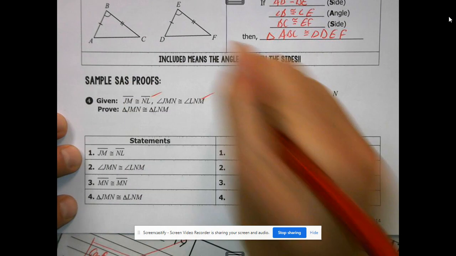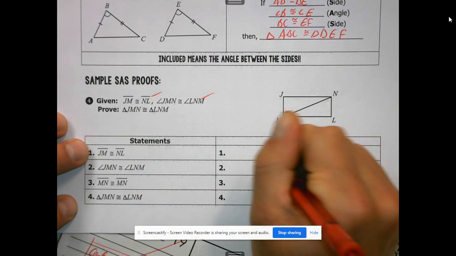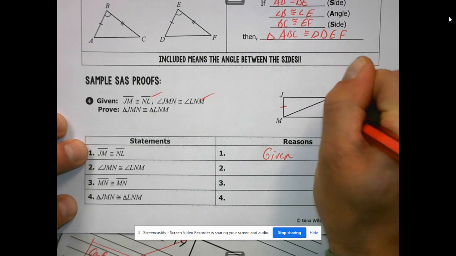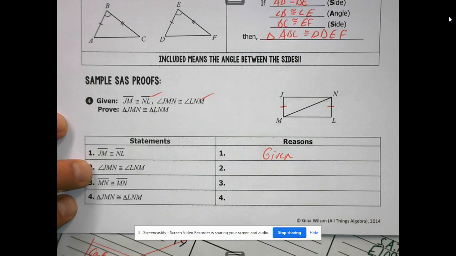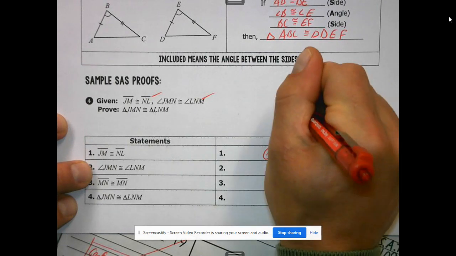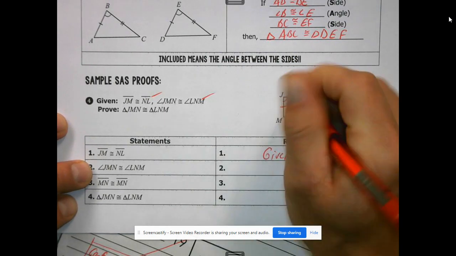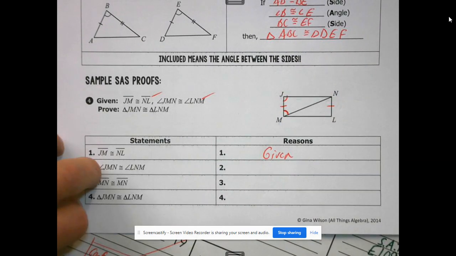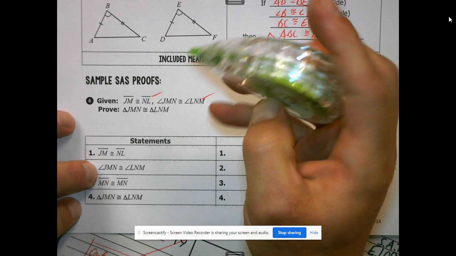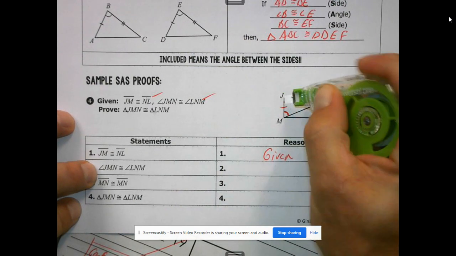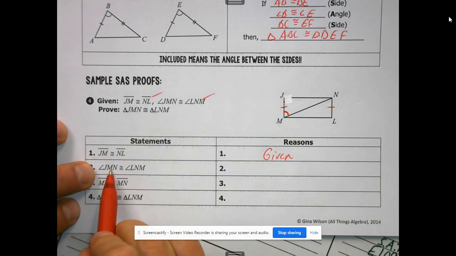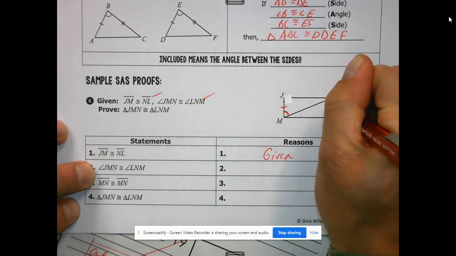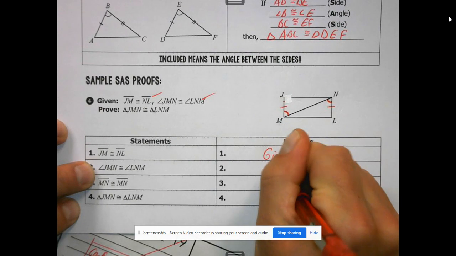All right, I have two givens. First one, JM is congruent to NL, given, mark it. Angle JMN, oops, wrong one. Here's JMN, not that one. So, just so we don't get confused, let me take this off of here. JMN is congruent to LNM. That's that guy right there. And that was given to us.